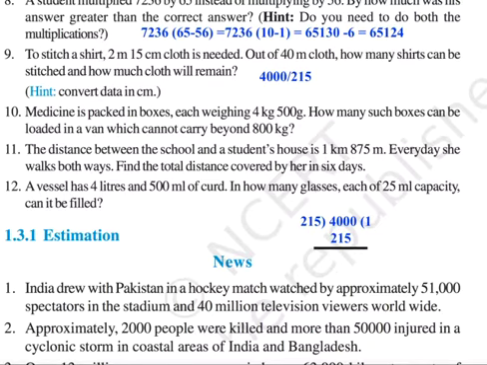Then subtract. 10 minus 5, 5. 9 minus 1, 8. 3 minus 2, 1. So 1, 8, 5, 0, 0, 0, 1, 8, 5, 0. Then this 1850, is it going to cause trouble for us? No, certainly not.